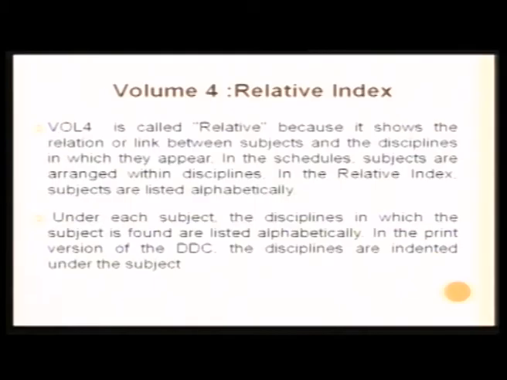In the schedules, subjects are arranged within disciplines. In the relative index, subjects are listed alphabetically. Volume 4 is known as relative index because in schedules what happens? Different topics or different subjects are arranged in different disciplines. But in relative index, it is showing you the relation or the link or the connection between different subjects and disciplines. So in relative index, entries are given, each subject or topic is given, and in what disciplines it has been dealt with. Those different disciplines are listed in an alphabetical manner.